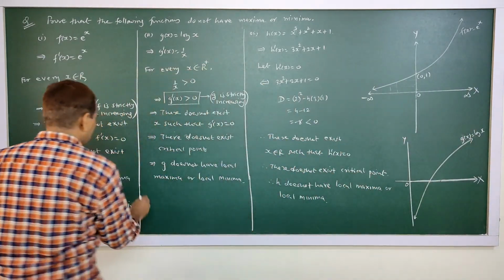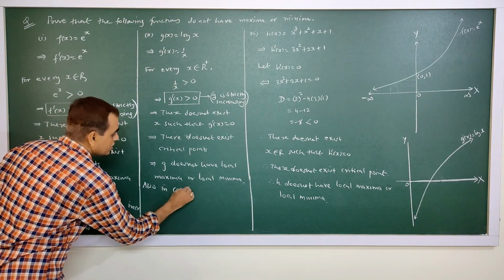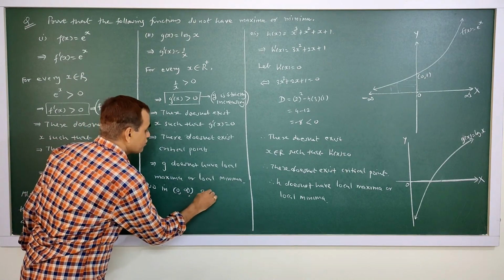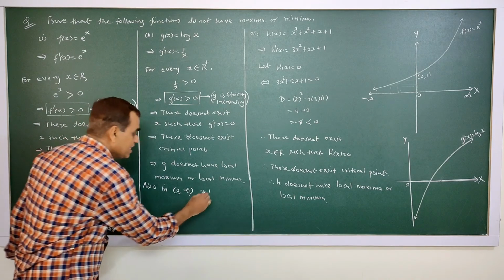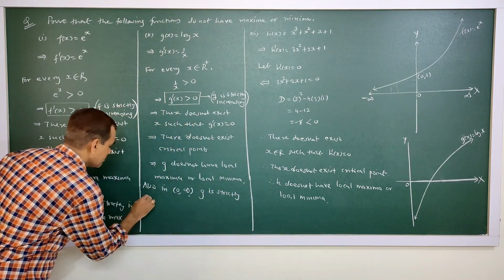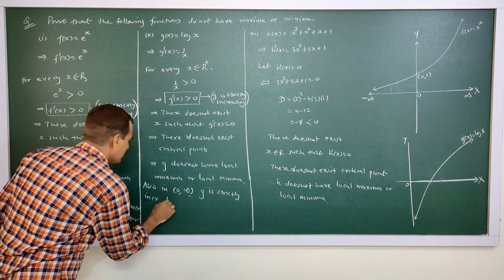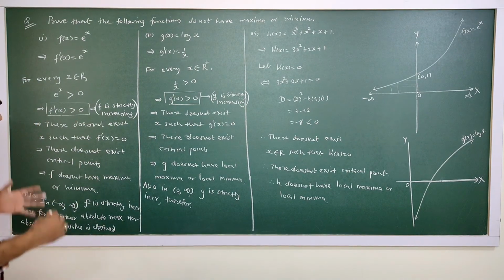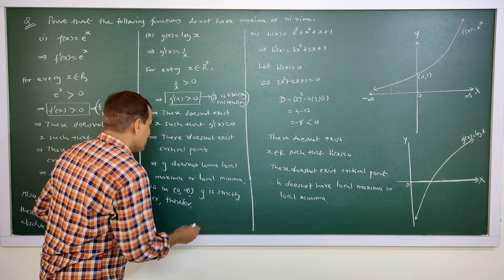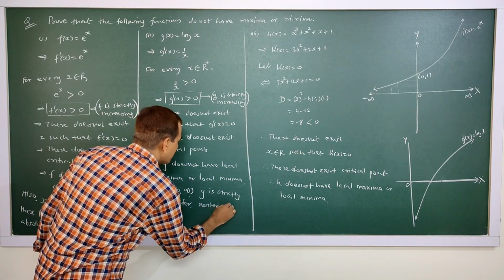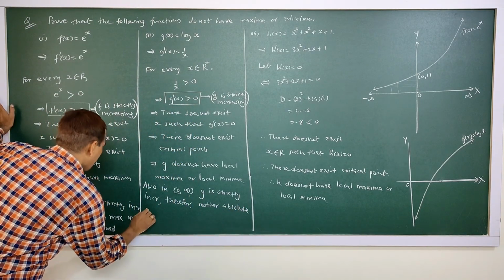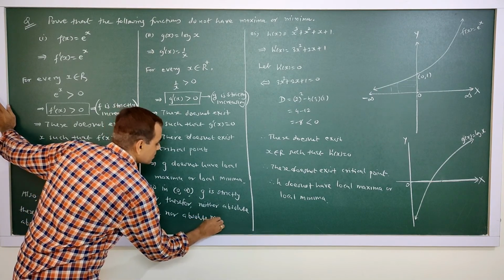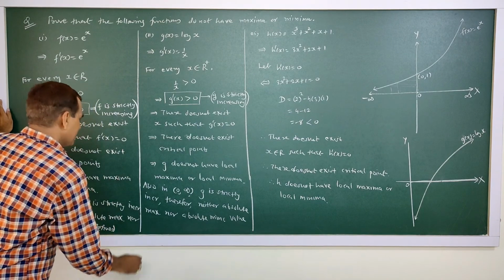So same statement here also. In 0 to infinity, the set of positive values, this function g is strictly increasing. Therefore, neither absolute maximum nor absolute minimum value is defined.